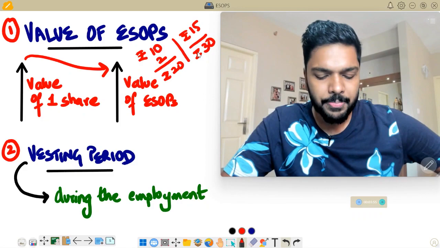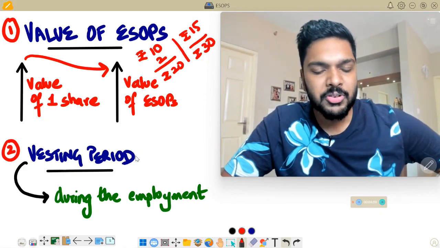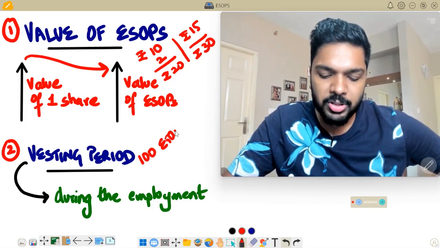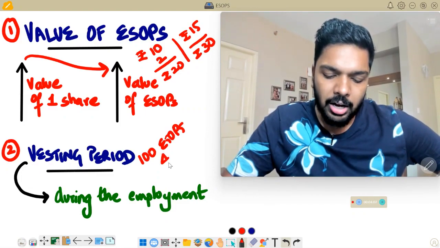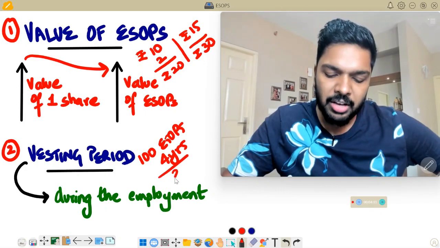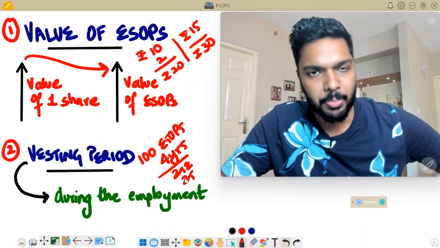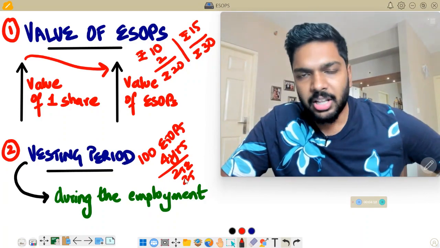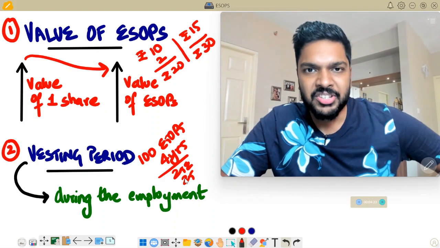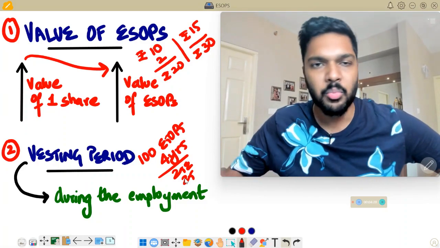Coming to the vesting period, well, this is the period of employment during which ESOPs or options will be granted to you. So if the company has a plan to give you 100 ESOPs or options spread across 4 years, that is the vesting period, then 25 ESOPs in 1 year, 25 ESOPs the next year will be given to you till it reaches 100 options. So these 4 years, nothing but your period of employment or the minimum lock-in period, otherwise called the vesting period, during which you'll be given these options, after which you'll be able to exercise your options, convert them into shares.